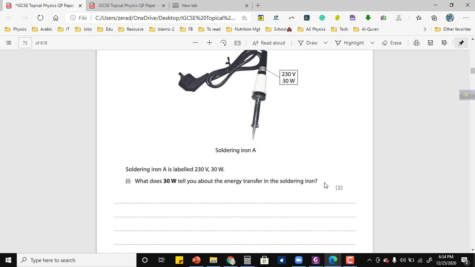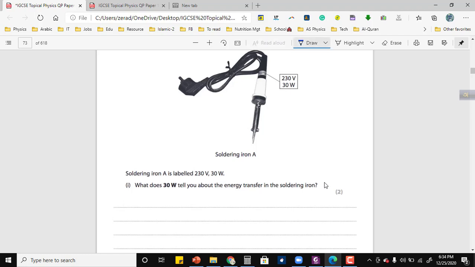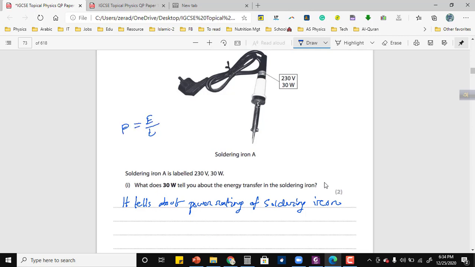So what we will write is that it tells about the power rating of a soldering iron. We can also say that we know that power is equal to energy transfer divided by time taken. So we can say that it is 30 watts, so that should be 30 joule per second.